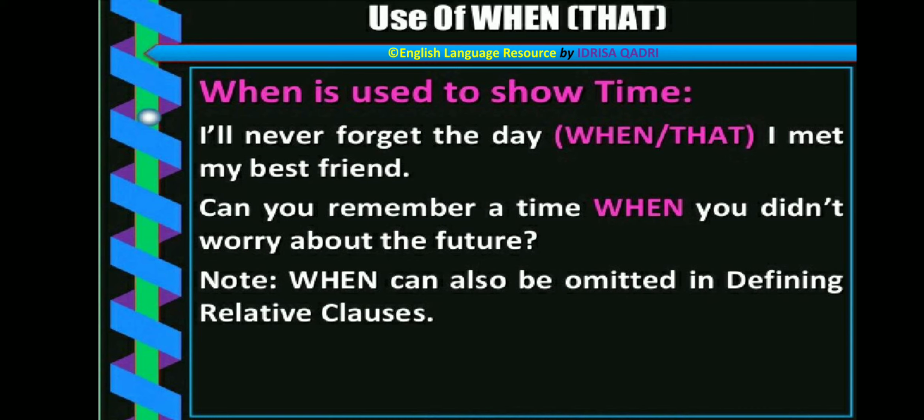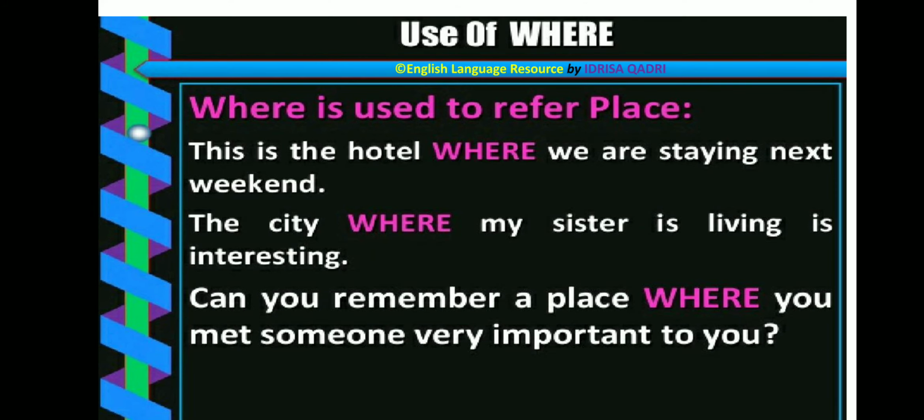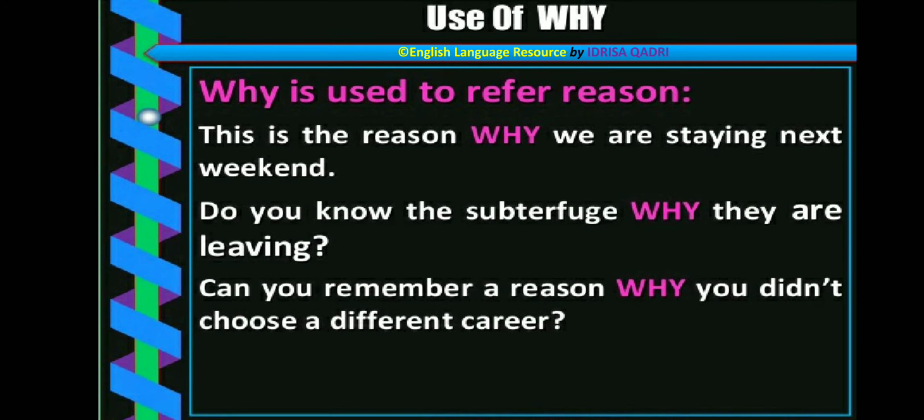Use of when or that. When is used to show time. But here we need to note one thing. When can also be omitted in defining relative clauses. Use of where. Where is used to refer to place. Use of why. Why is used to refer to reason.